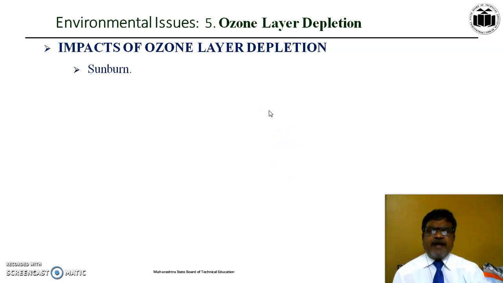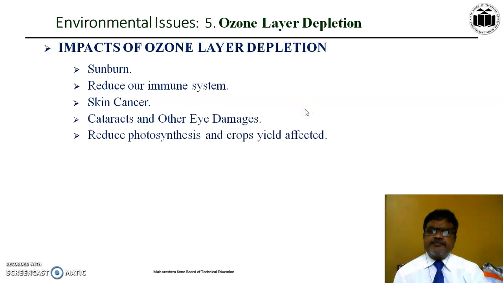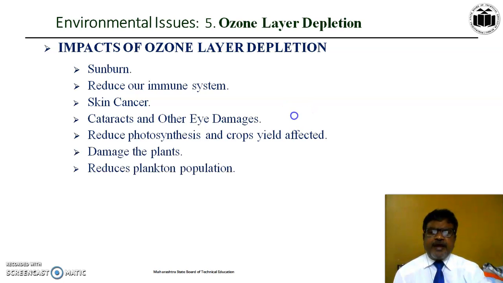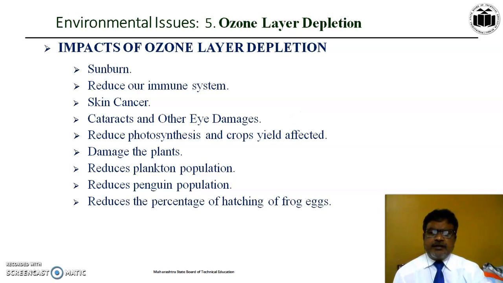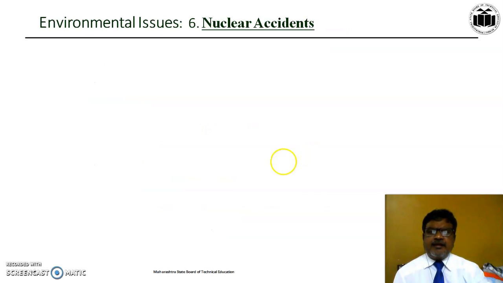Now what are the impacts of depletion of the ozone layer? Sunburn, reduced immune system, skin cancer, cataracts and other eye damage, reduced photosynthesis and crop yield, damage to plants, reduced plankton population, reduced penguin population, reduced percentage of hatching of frog eggs, formation of photochemical smog, and degradation of building material.